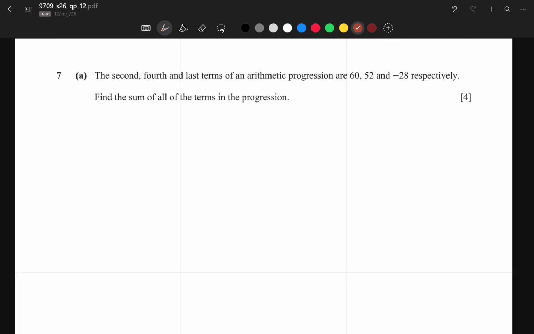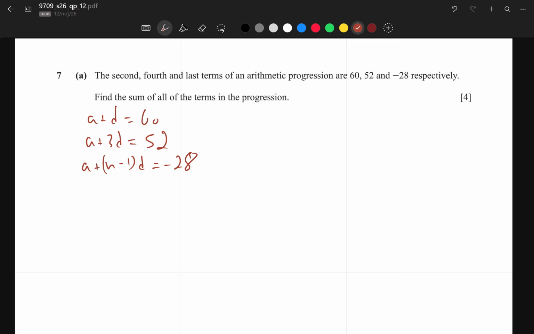The second, fourth and the last term of an arithmetic progression are these. Find the sum of the terms in the progression. The second term is a plus d, which is equal to 60. The fourth term is a plus 3d, which is equal to 52. And the last term, which is equal to a plus n minus 1 into d, is equal to negative 28.